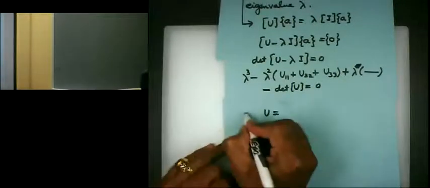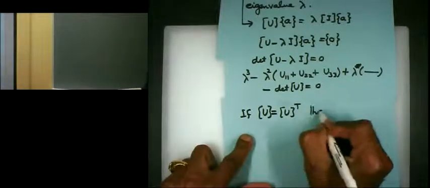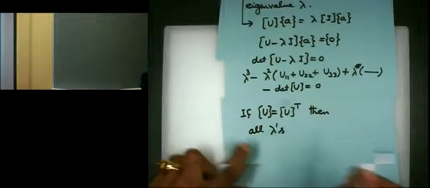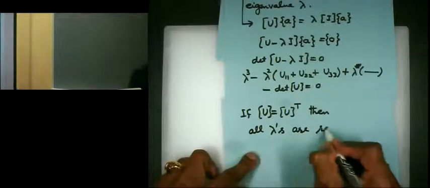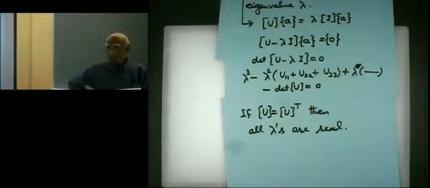However, if U is symmetric, then all 3 lambdas are real. If U is symmetric, then all 3 lambdas are real. Okay? So let's denote them.